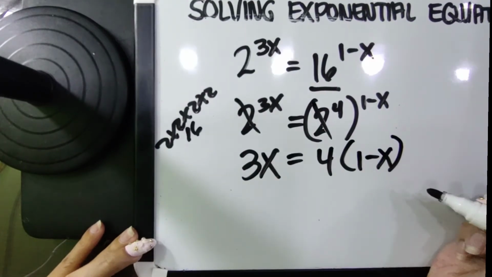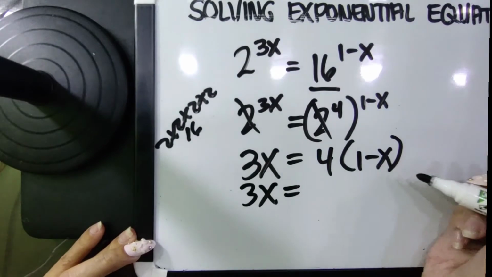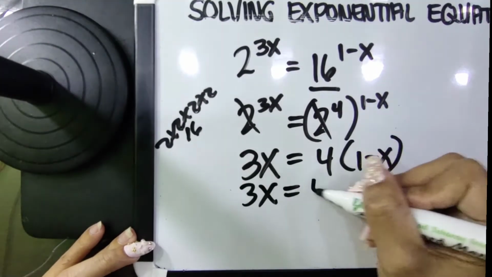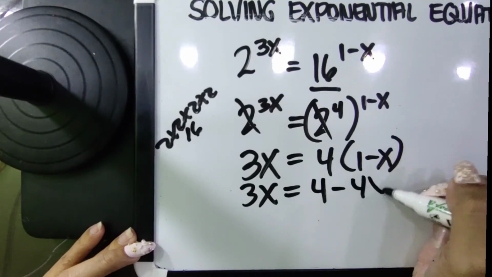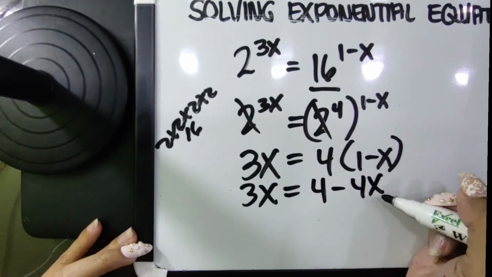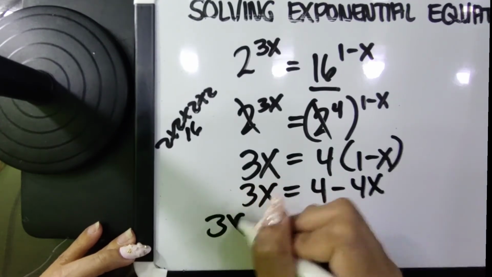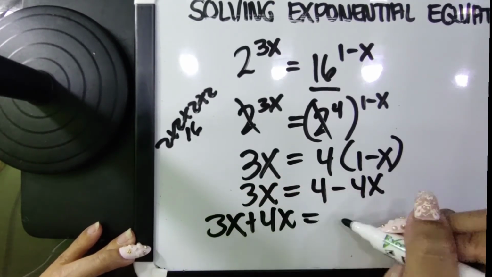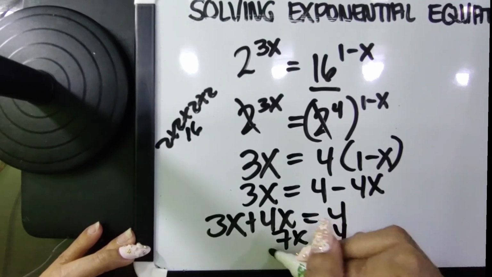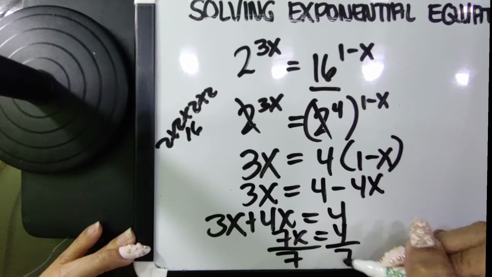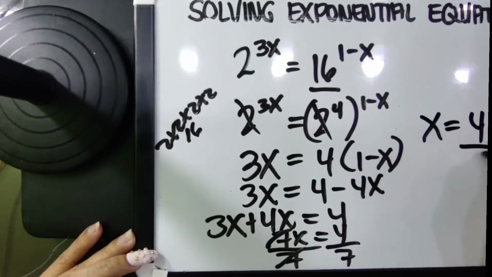The next step is you need to copy the 3x and then distribute on the right side. So, 4 times 1 is 4. 4 times x is equal to minus 4x. So, the next step is you need to transfer the negative 4x to the left side. So, 3x plus 4x is equal to 4. And then add: 7x is equal to 4. And then divide both sides by 7. Cancel 7. So, the final answer is x is equal to 4 over 7.